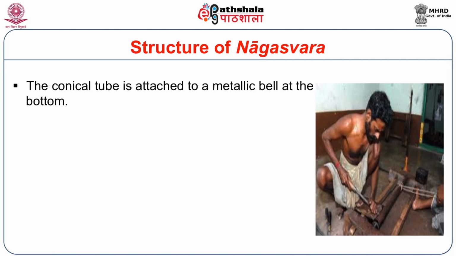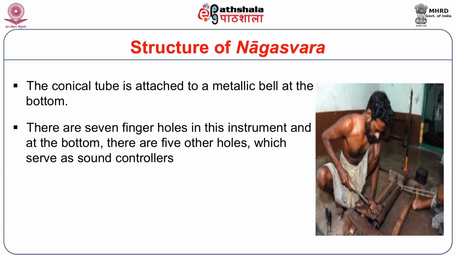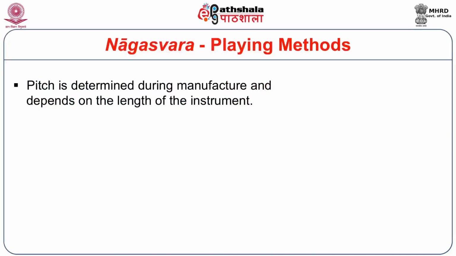The conical tube is then attached to a metallic bell at the bottom. There are 7 finger holes in the instrument, and at the bottom there are 5 other holes. They serve as the sound controllers. We can also see how a Nagaswara is manufactured. In the e-text we have given you a link to a video where you can see how a Nadaswaram is manufactured and how it comes to the present shape.